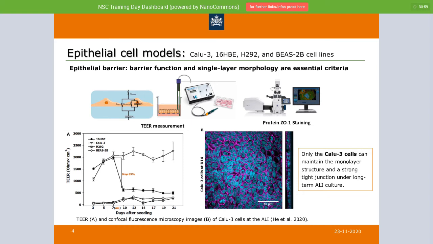For all of these cells, the cells were cultured submerged for 7 days. Afterwards, we removed the apical side medium, and then the cells were cultured under air-liquid interface conditions. So from these results, we can see only the Calu-3 cells can maintain the monolayer structure and keep a strong tight junction under long-term ALI culture.